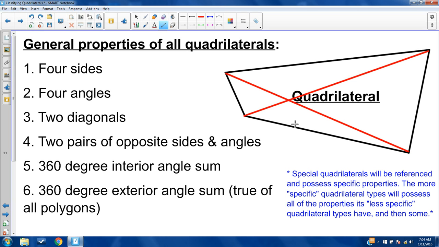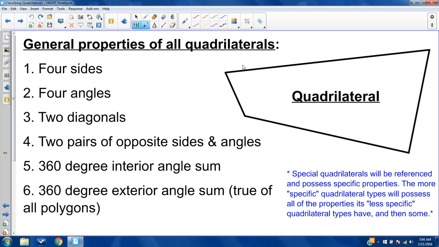And opposite sides. So again, no adjacent sides. This side and this side are opposite, much like this side and this side. It won't matter too much in this general quadrilateral, but in very specific ones it will matter. There's a 360-degree interior angle sum, which means that if I add up this angle with this angle and this angle and this angle, I will always get 360 degrees, no matter the size or shape of the quadrilateral, as long as it is a quadrilateral.